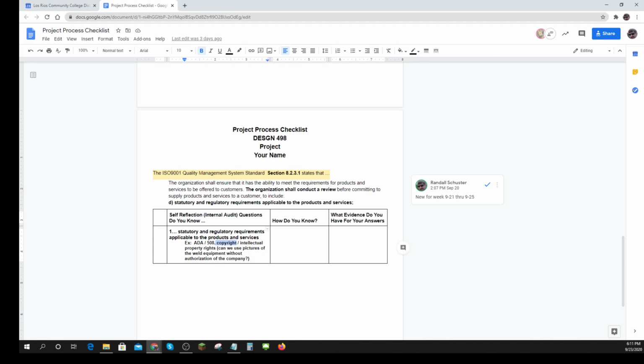So it gets pretty big. It gets pretty hard. The best thing to do is know the ADA and the 508 and meet the requirements, period. That's the best thing to do.